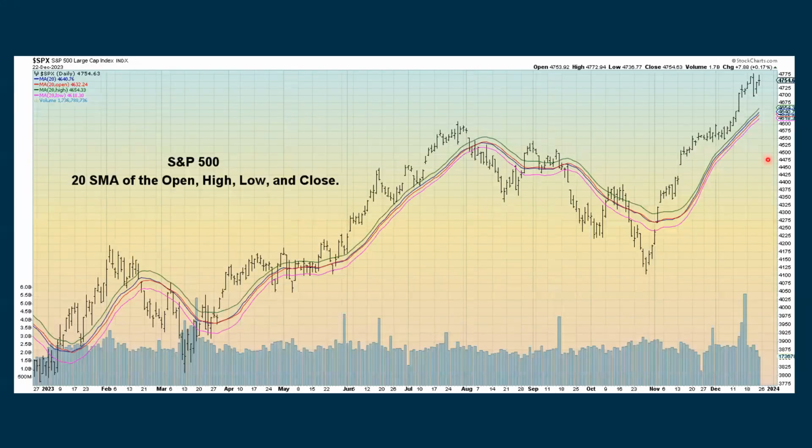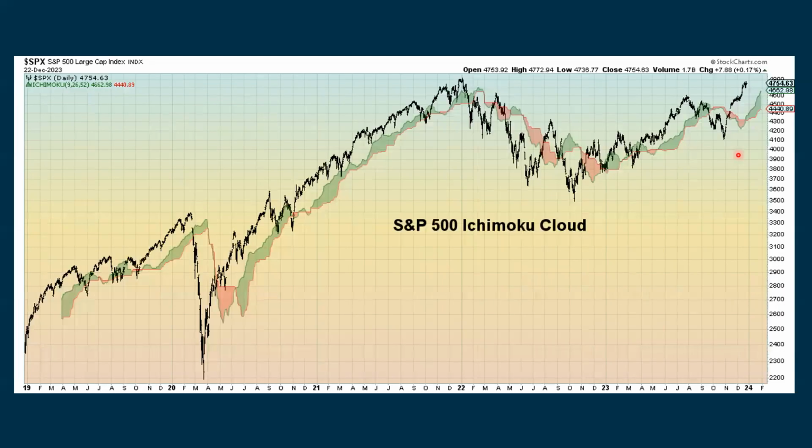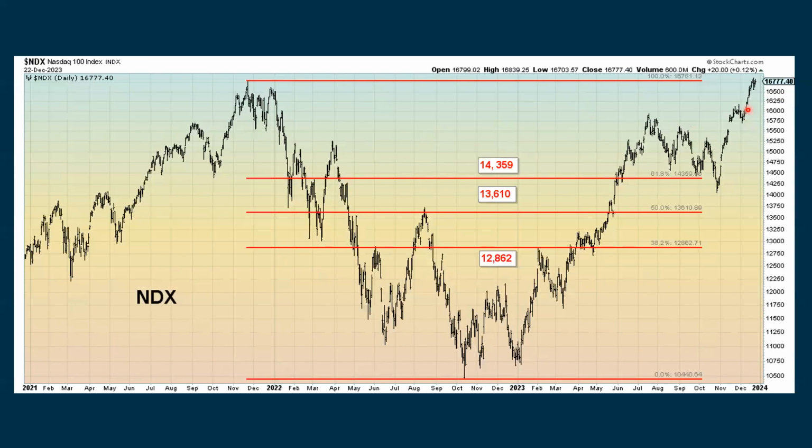And then we take a 20-period simple moving average of the open, high, low, close, and that creates this little mini rainbow, and we're above all of these lines here. That's more positive. And if we do start to fall back, sometimes one of these lines may act as support. And then we have the Ichimoku cloud, which we also use for support or resistance. We're above the cloud. If we start to fall, we'll see, is this green area going to provide some kind of support? And then here's another fib study for the NASDAQ 100.